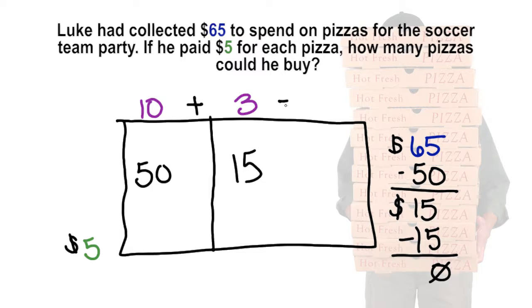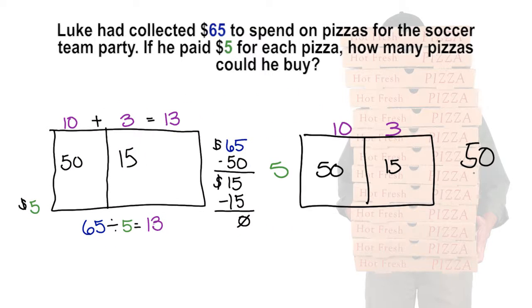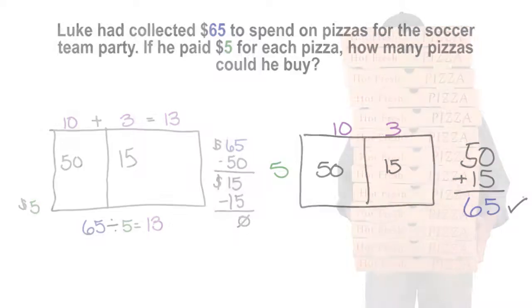When we add together the partial quotients, we find that he can buy 10 pizzas and then 3 more for a total quotient of 13 pizzas. Using multiplication, we found 13 times 5 equals 65, so 13 and 5 are both factors of our total, 65.